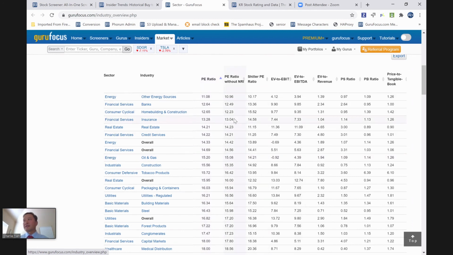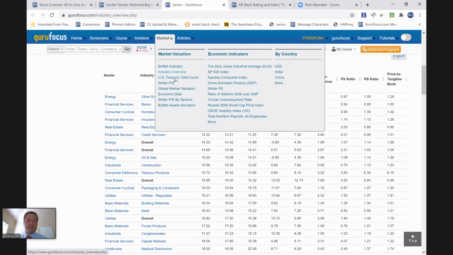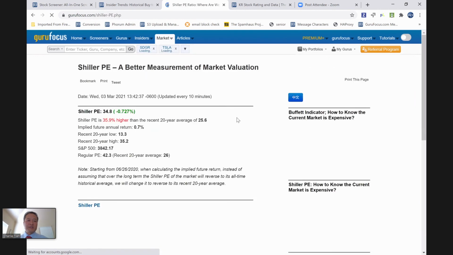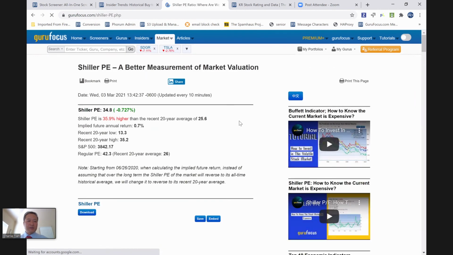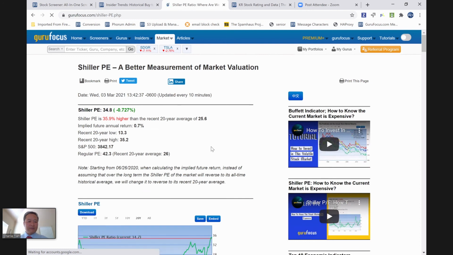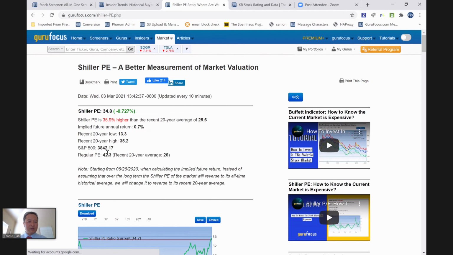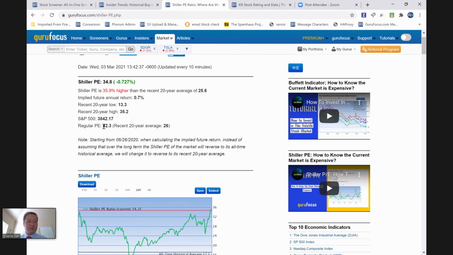Okay, Warren is asking how to find the key data daily on the S&P 500. For the S&P 500, we have a Shiller PE page, which is updated every day. Here we have the regular PE ratio, which is 42, the S&P 500 PE ratio. The Shiller PE is 25.